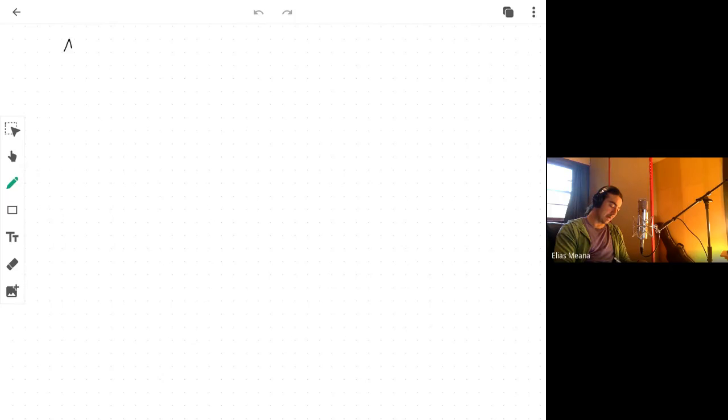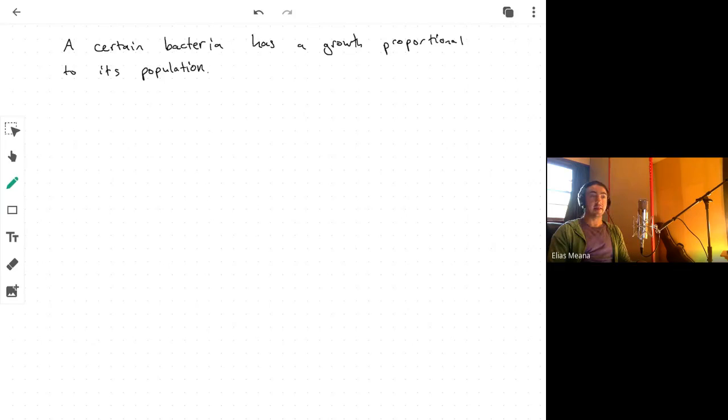We'll say a certain bacteria or a certain population. I'll say bacteria right now because it's one of the typical ones that's used. A certain bacteria has a growth rate proportional to its population, right? And we'll say that it has a proportionality constant of k.